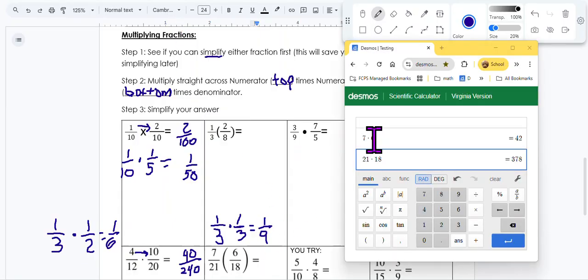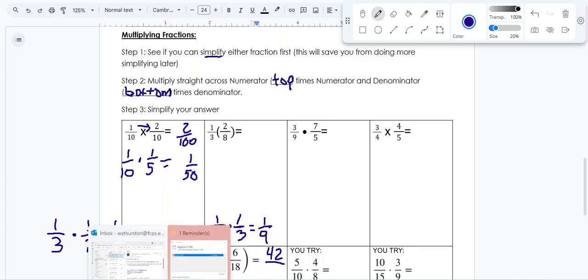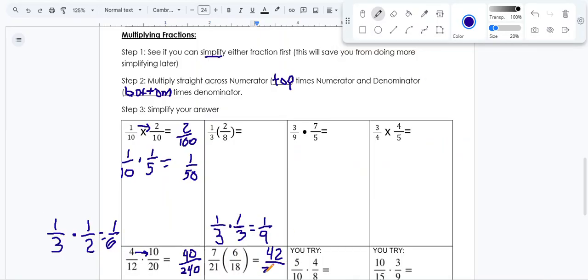If I didn't simplify, you can see this is what I would do, right? 7 times 6 would give me 42. And then 21 times 18 gives me 378. And then I would have to simplify that. That's a crazy long process, right? Because you have to find the greatest common factor between both of those, or just keep dividing by 2, divide by 2, all the way until you get to 1/9. So it's much easier to simplify first and then multiply.